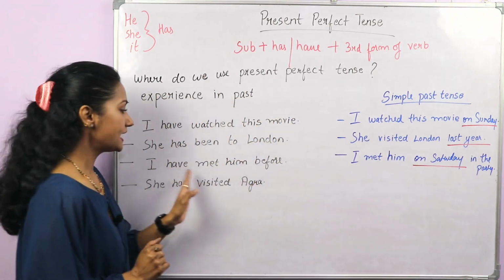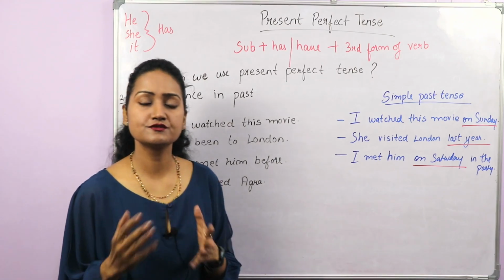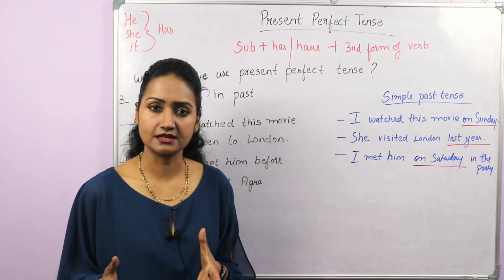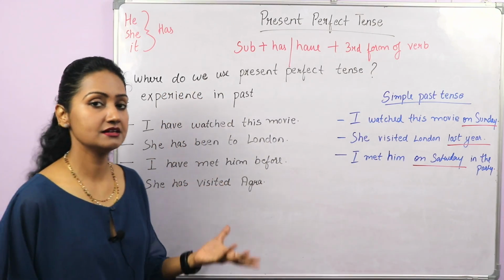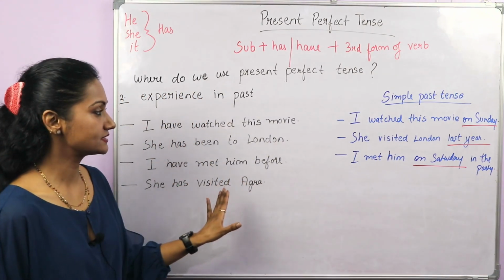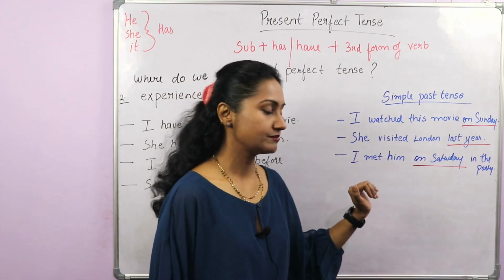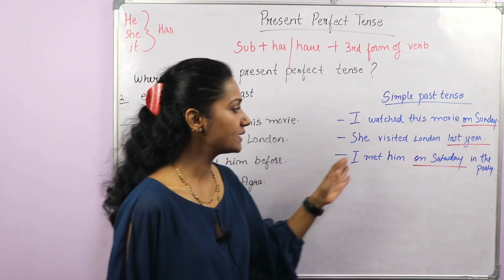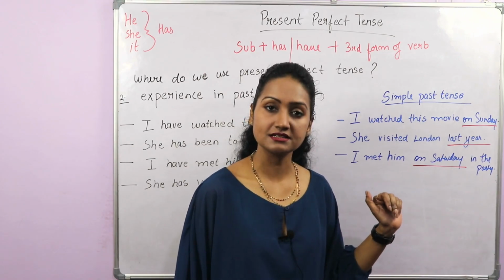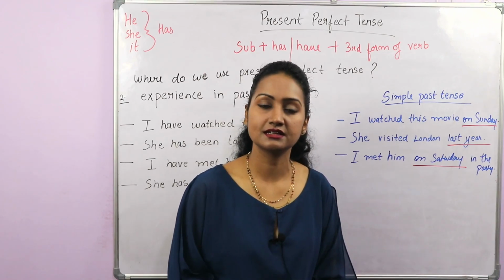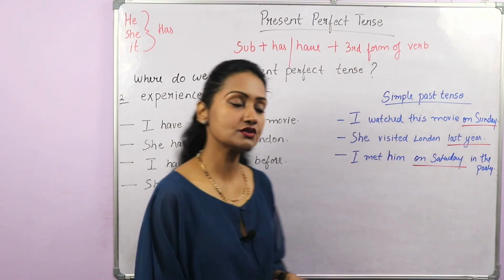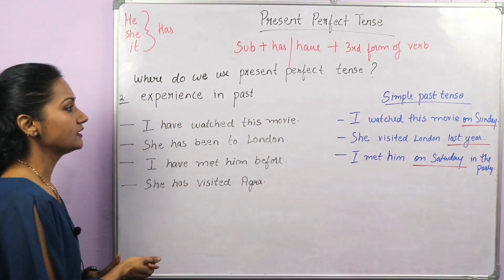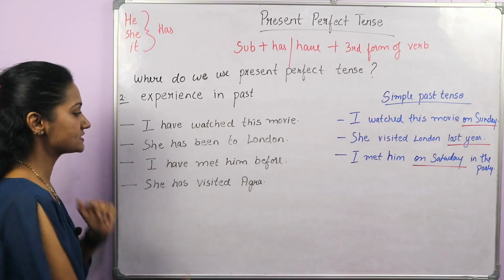Now, I have met him before. Okay, his face is familiar to me. I think I have met him. So when is not important, so present perfect tense. Now, I met him. Have you met him? Yes, I met him on Saturday in the party. When did you meet him? On Saturday in the party. So this is the basic difference between simple past tense and present perfect.